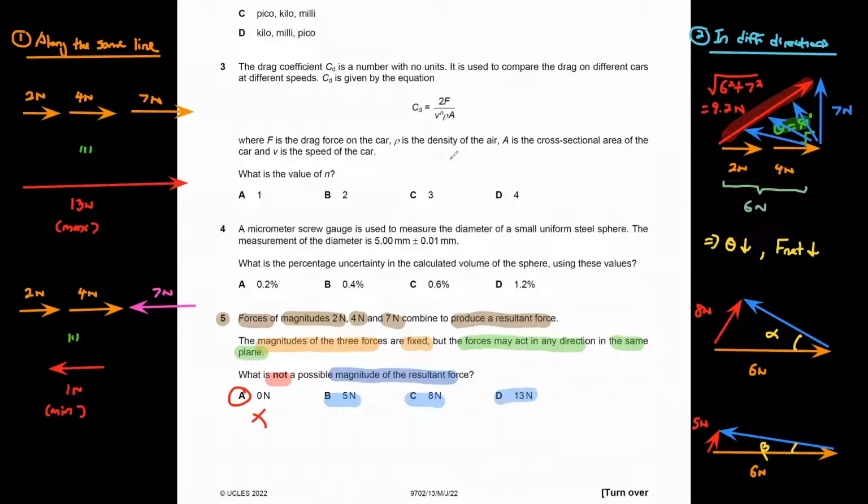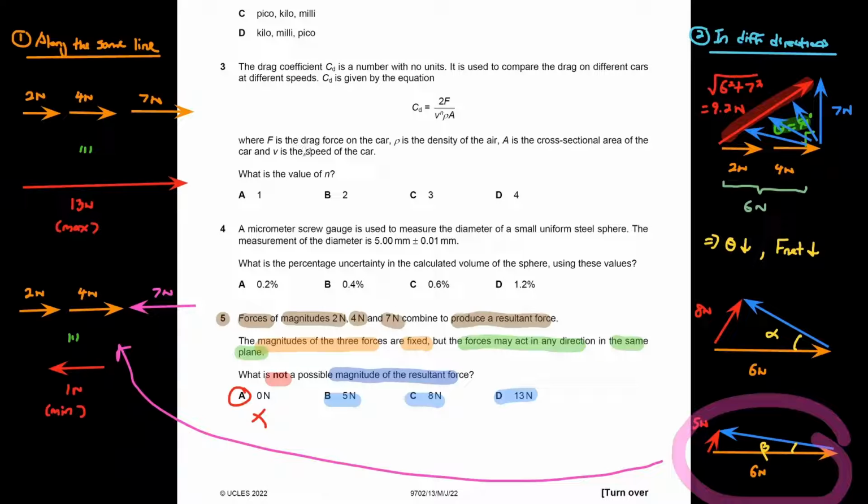Now, if you consider the last case here, where you keep on decreasing the angle all the way to 0, you're really going to end up with something like this. Okay, so it is really not possible to get 0 Newton.